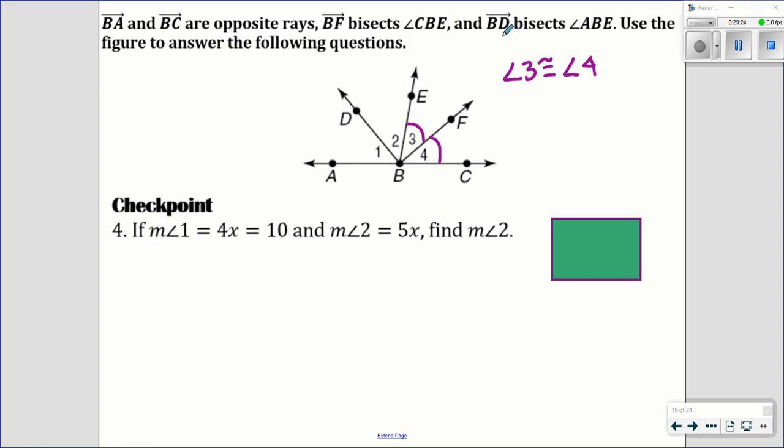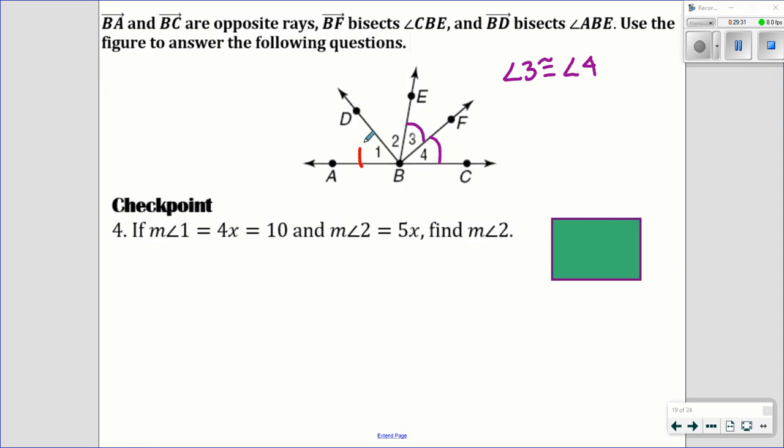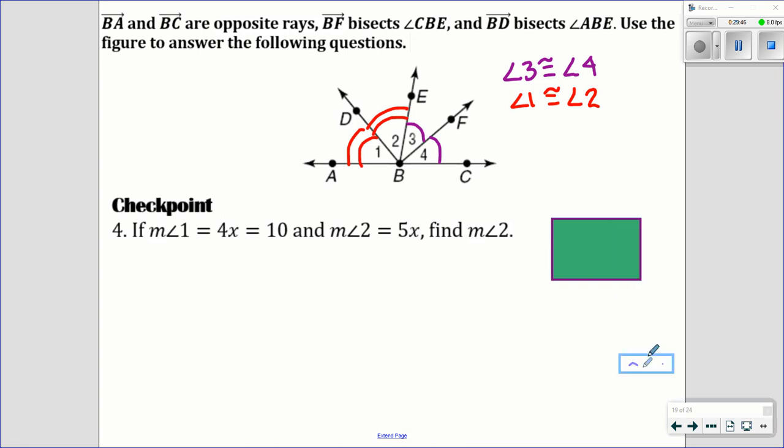And then BD bisects angle ABE. So I'm going to use another color. So this. That means angle 1 bisects angle 2. Alright, so now we've marked up everything we need. Get into the habit of marking up stuff, because that way when you have to set up an equation to solve, you have all the information needed, and you will know what to do.